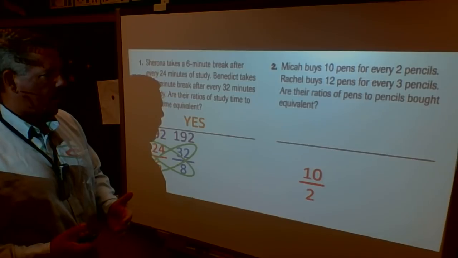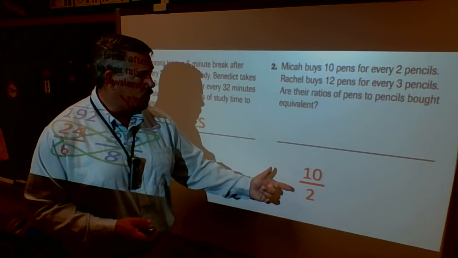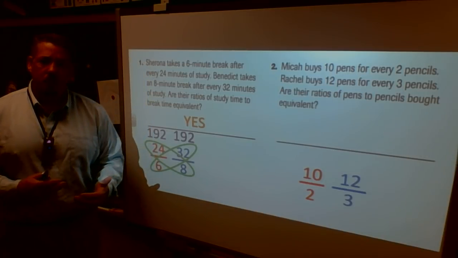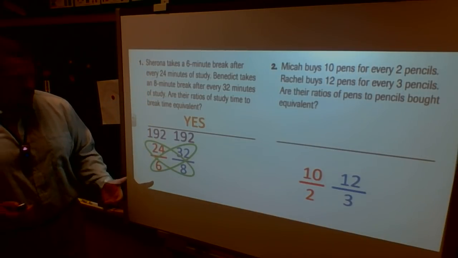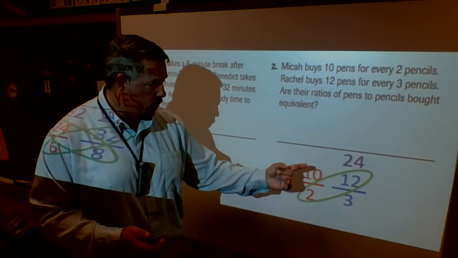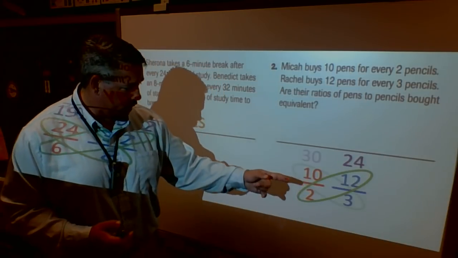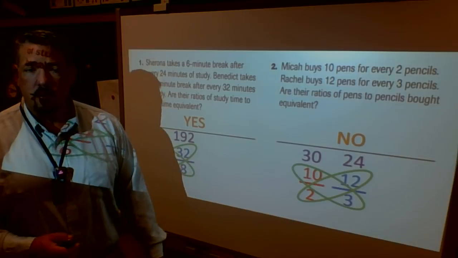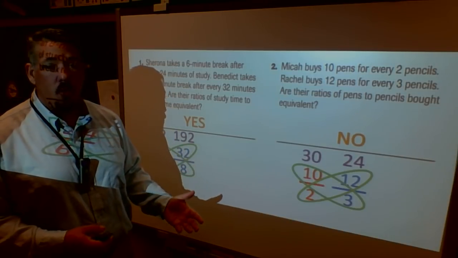So I set them up again. I put 10 over 2, and I put 12 over 3. I'm going to multiply the loops and compare them. So the loops make 2 times 12, which is 24, and 3 times 10, which is 30, and no, those are not equivalent. So the answer is just simply no.